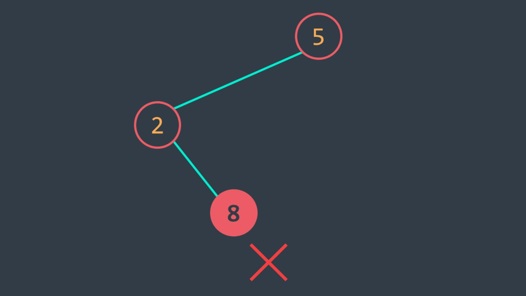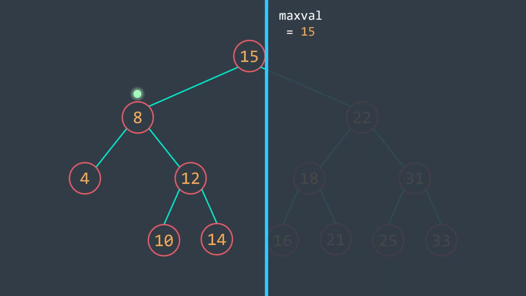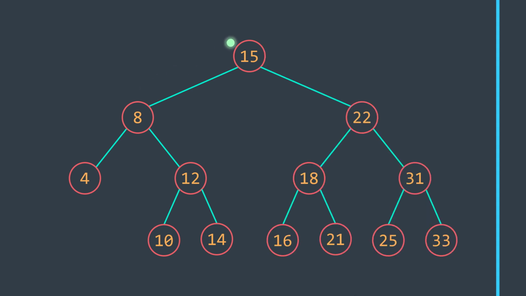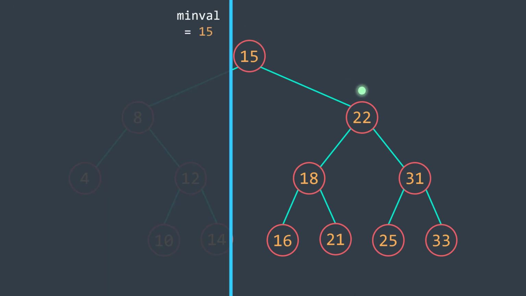Okay, so what's the solution then? The idea is that each node has to be in a certain range of values, because when we go to the left, the value of the actual node becomes the upper limit, because all the nodes in the left subtree must be smaller than the actual node. And when we go to the right, the value of the actual node becomes the lower limit, because all the nodes in the right subtree must be greater than the actual node.